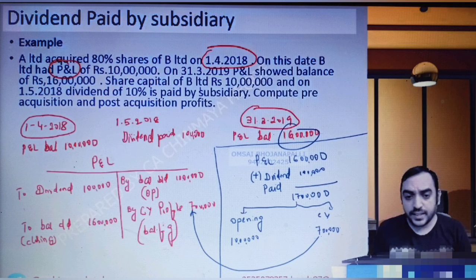16 lakh is the balance remaining because 1 lakh is paid out. But how much profit is earned? 17 lakh. Out of this, the opening balance given in the problem is 10 lakhs, and the balance, current year profit, is 7 lakh. This is the working note chart I am going to do. Whatever dividend paid, you will add back, then deduct the opening balance from the closing balance. I get 7 lakh here also. Same answer, but the approach is slightly different.